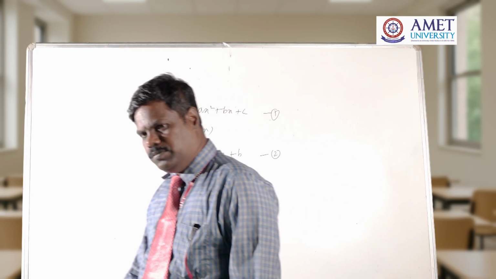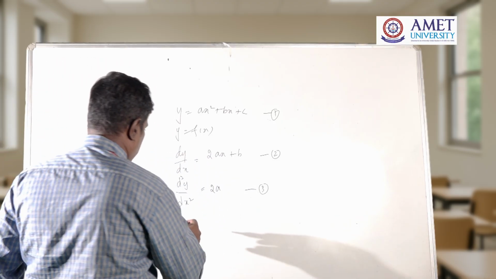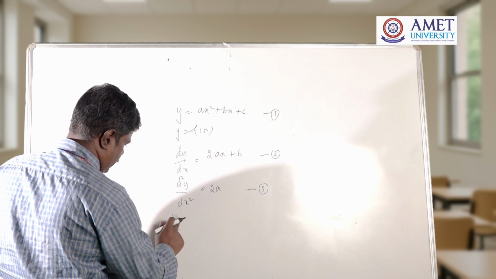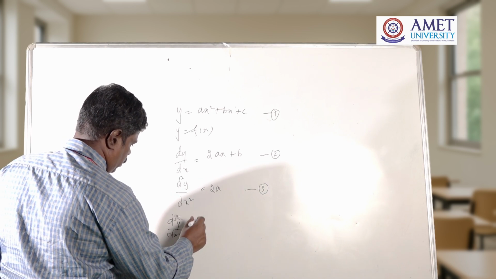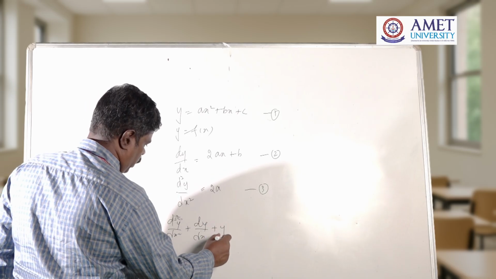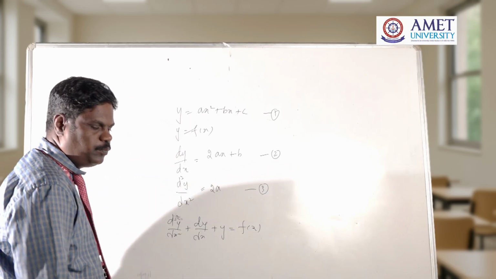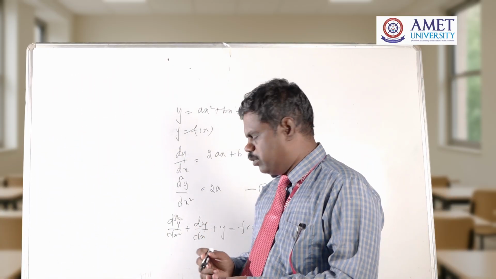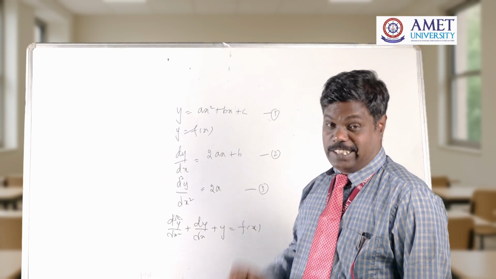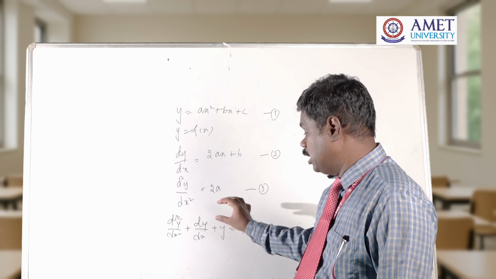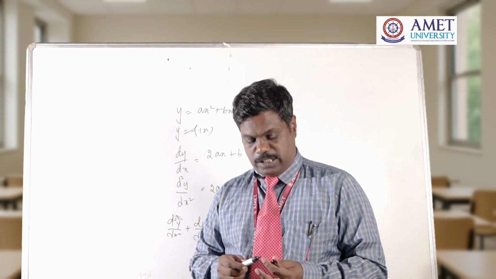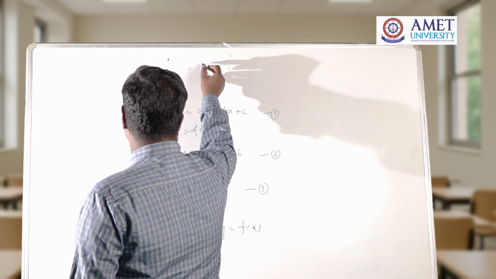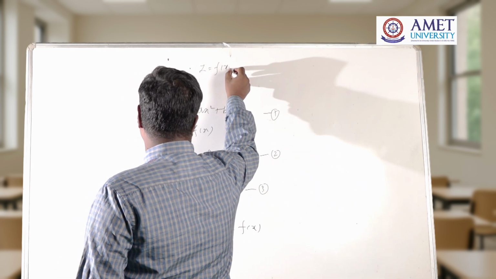When you join together equations 1, 2, and 3, you get d squared y by dx squared plus dy by dx plus y, which is a function of x, or some combination of x. This is called a differential equation. In particular, this is called an ordinary differential equation. Likewise, partial differential equations are also there. A partial differential equation is a function of x comma y.